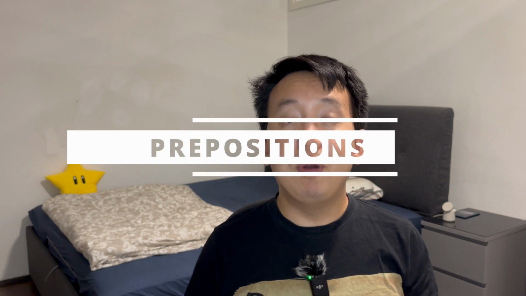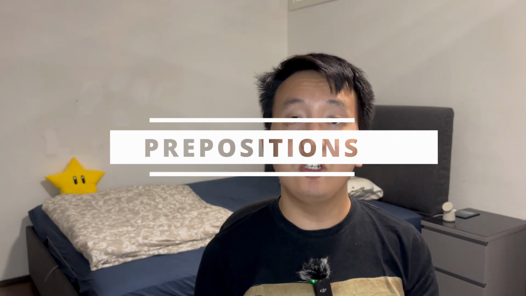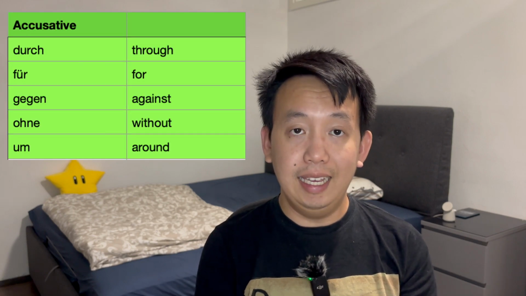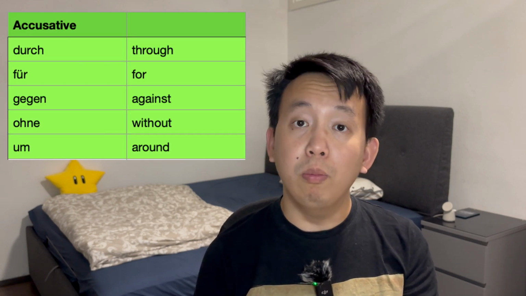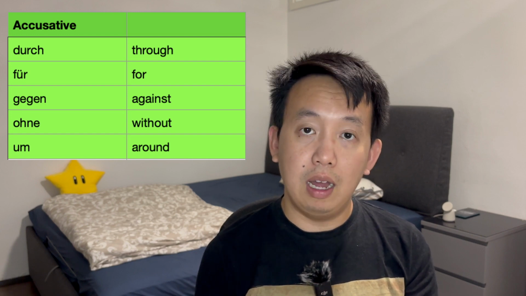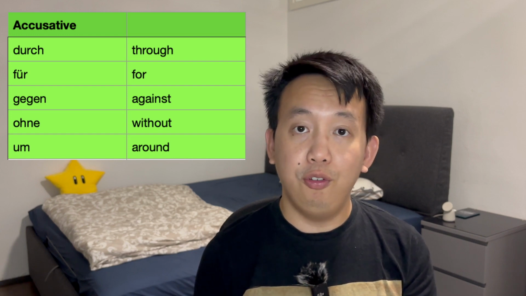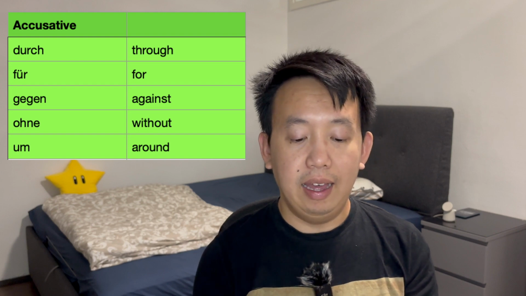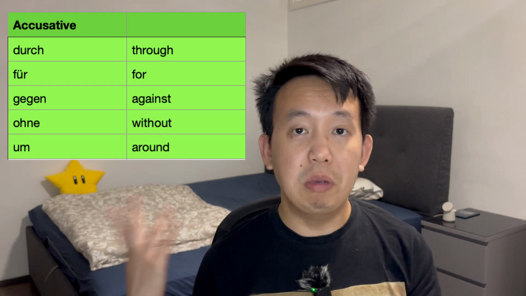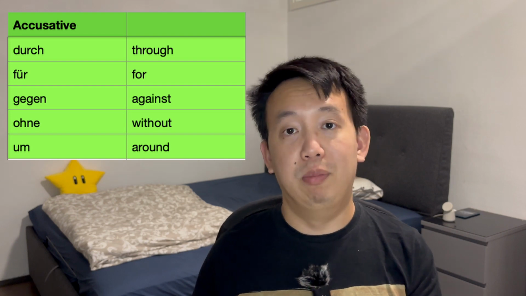Let's take a look at some prepositions. There are 5 prepositions that are always followed by accusative. They are durch, für, gegen, ohne, um. The thing that I will always remember is für. I do it for you, für dich. And also ohne, without. Without you, it wouldn't be the same. Ohne dich, blah, blah, blah.